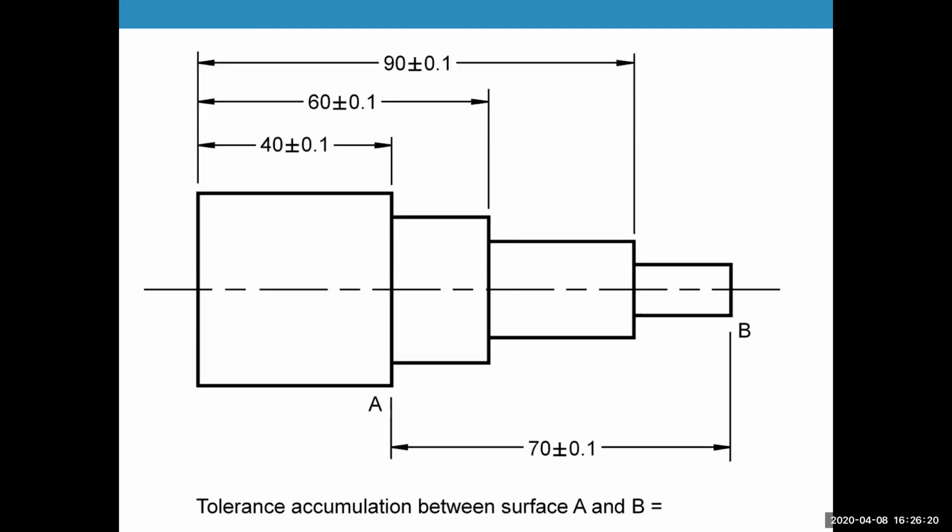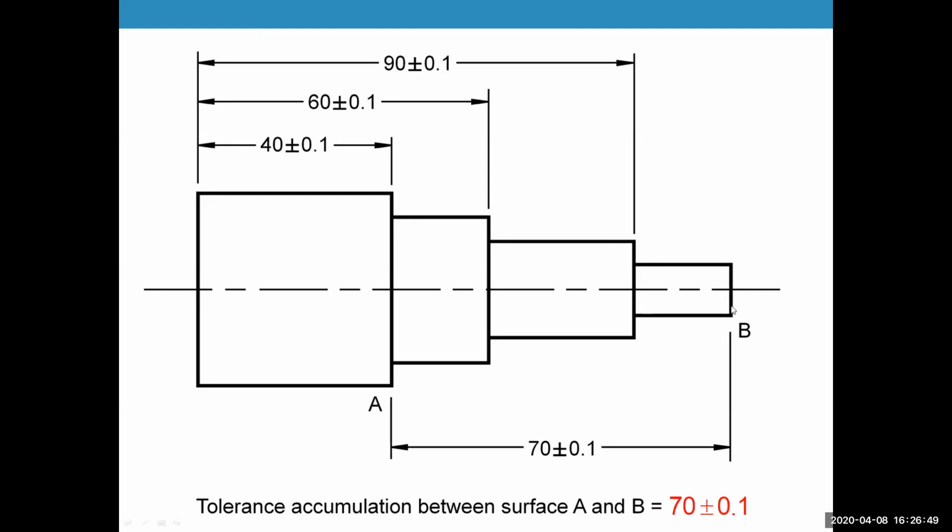Okay, one more, I think. How about now? Now we actually have a dimension between A and B. So what's the total accumulation? What's the tolerance accumulation between A and B? Just 0.1. Yeah, it's going to be plus or minus 0.1. All right? Which is exactly what the dimension calls out.